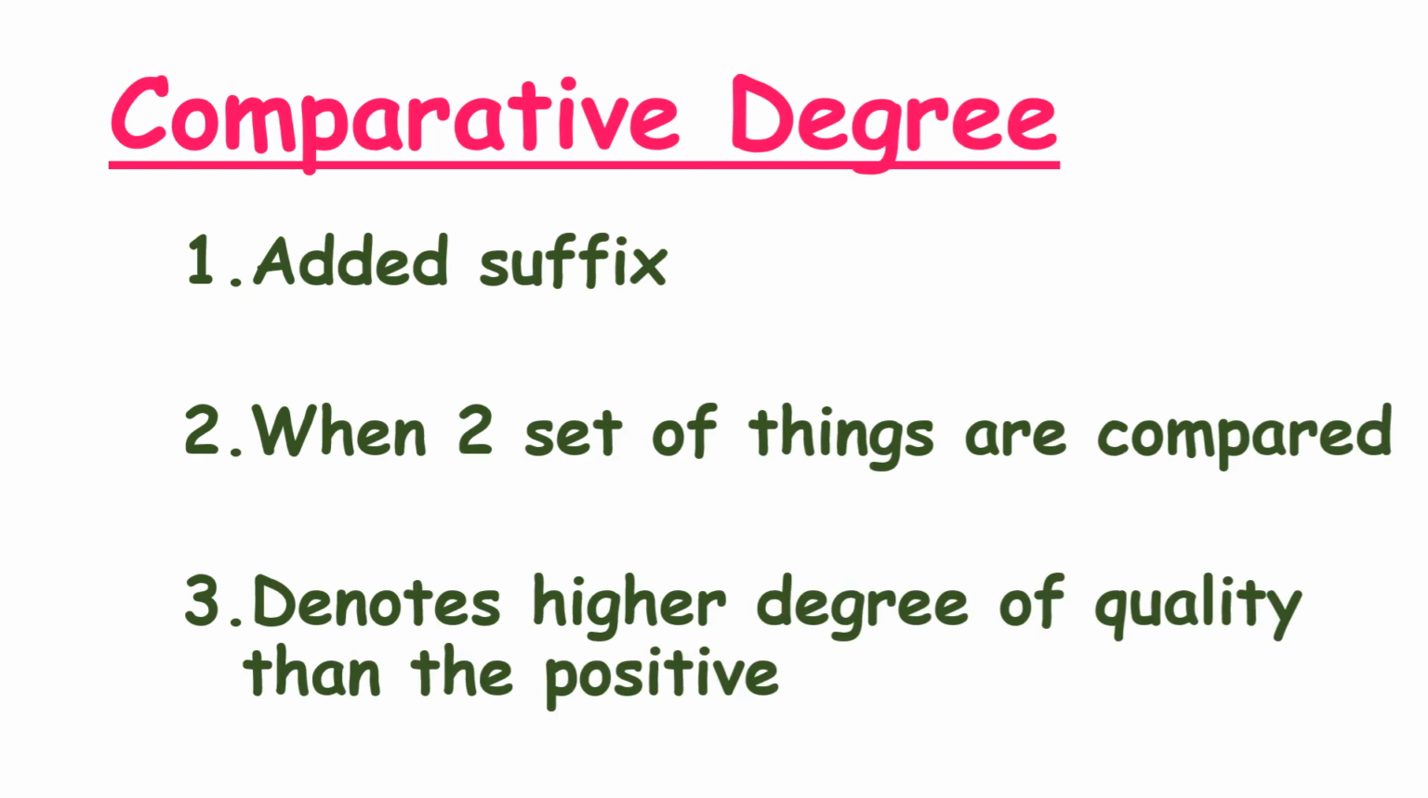Comparative degree, generally we make by adding some suffixes, mostly er, in order to make it comparative, and such suffixes are used with positive adjectives, right? And it is generally used when two sets of things are compared. It denotes a higher degree of quality than the positive.